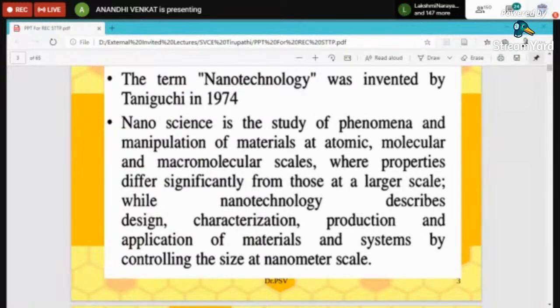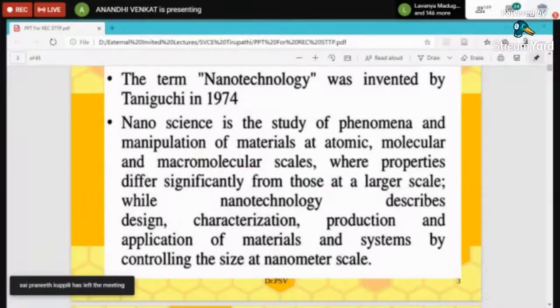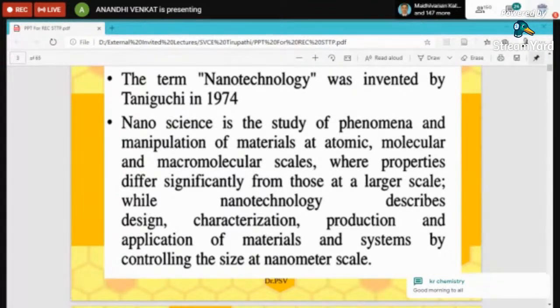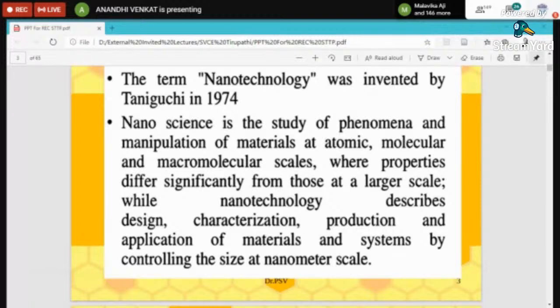So the nanometer level is equal to the atomic level. The unit of the atomic level is studied in terms of Angstrom. Angstrom is 10 to the power of -10 meters. Nano has a size of 10 to the power of -9 meter. So that is the nano size. At that particular size, you are going to correct the thing.